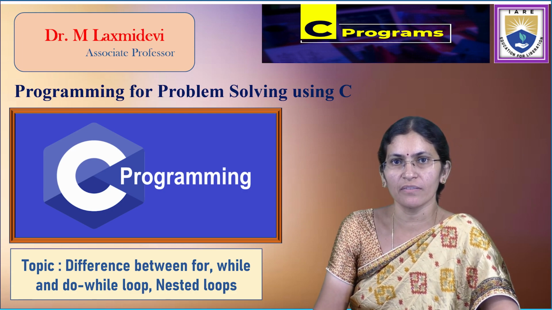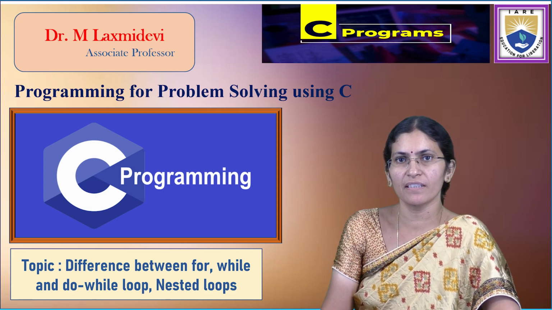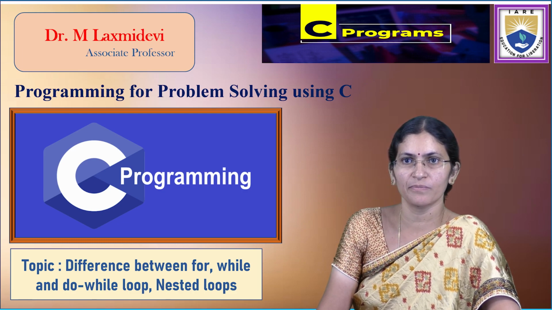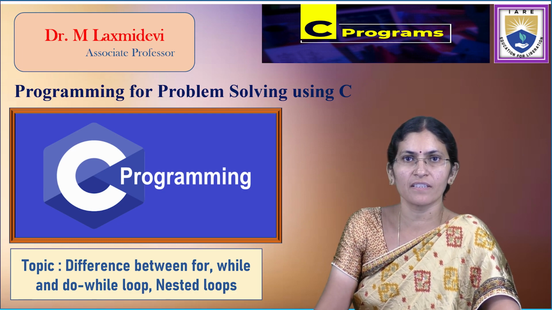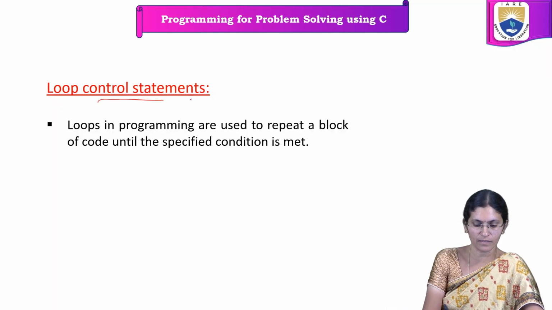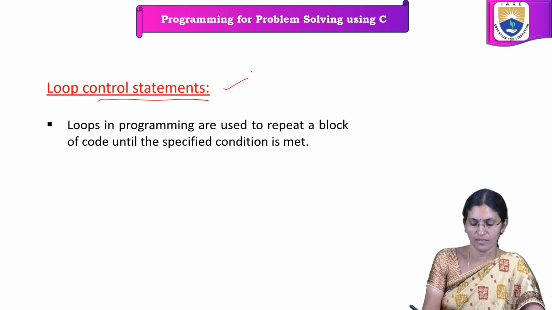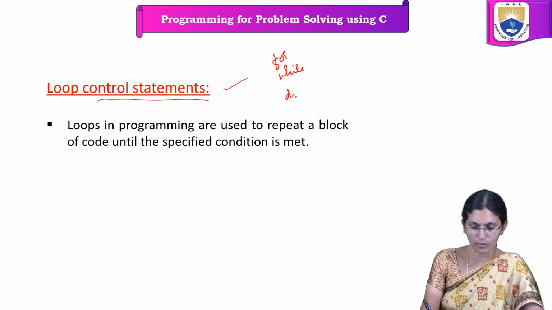In this video lecture, we will learn about the difference between for loop, while loop and do while loop in C, as well as the other topic, which is nested loops. In the last class, we discussed loop control statements. In module 2, the other topic is loop control statements, where we have seen the different types of loops like for loop, while loop and do while loop.